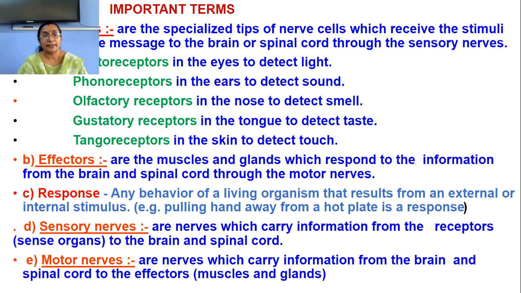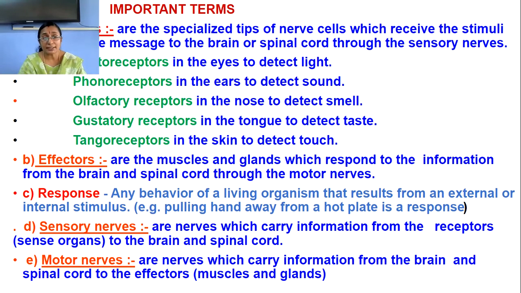For example, in the eyes there are photoreceptors which help in detecting light. In the ears there are phonoreceptors that help in detecting sound. In the nose we have olfactory receptors which detect smell. In our tongue we have gustatory receptors which detect taste. Then in the skin we have receptors called tango receptors which help us to detect touch. In addition, we also have thermoreceptors in our skin which can detect heat.